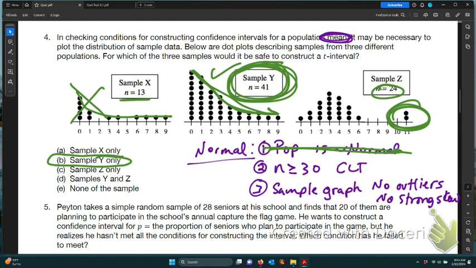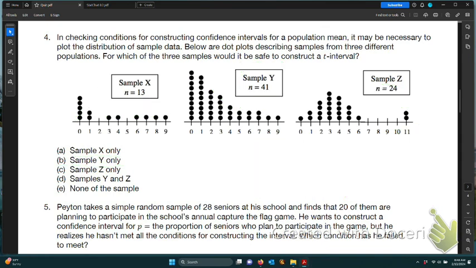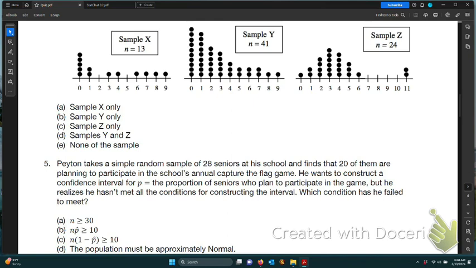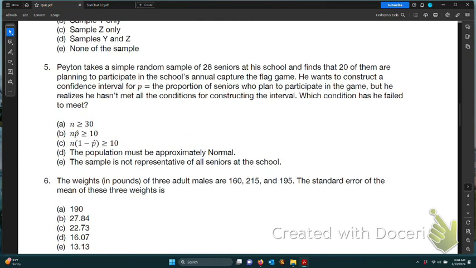Perfect. Number 5. I love number 5. It's my favorite question in the whole world. You know why? Because it's about Peyton. That's why. All right, so number 5.